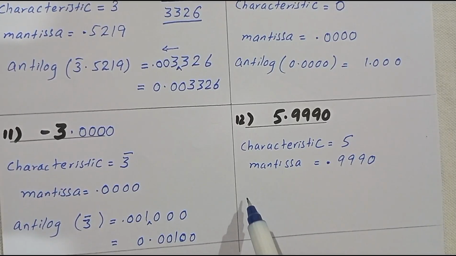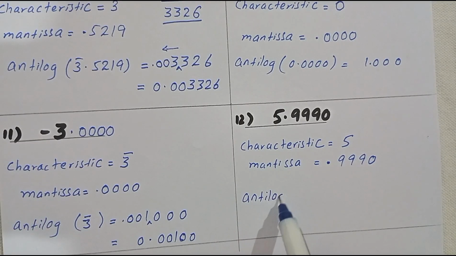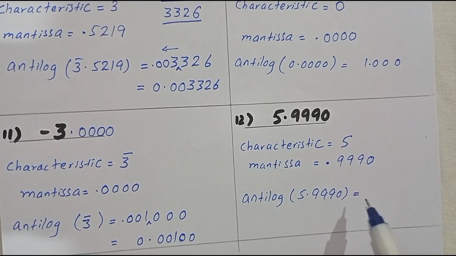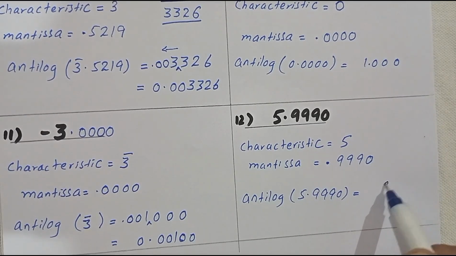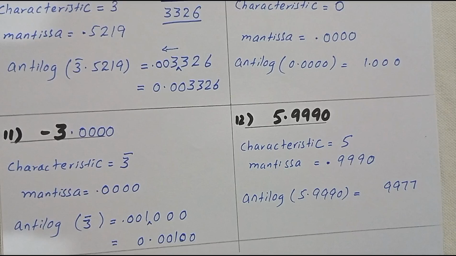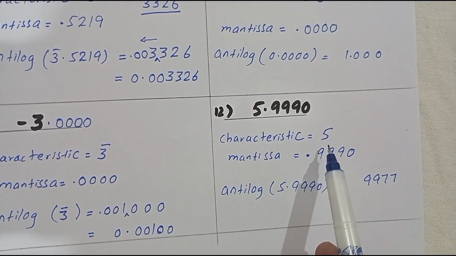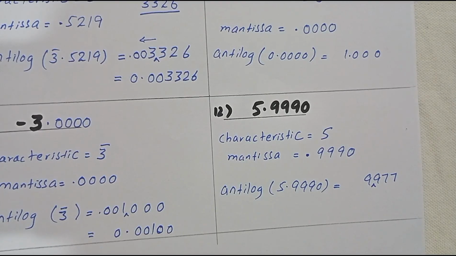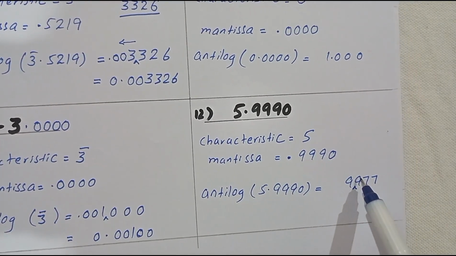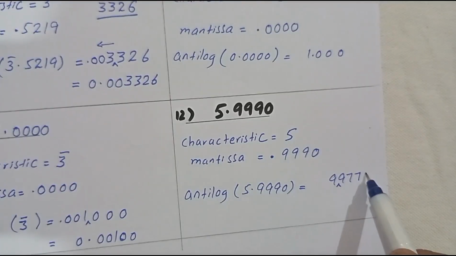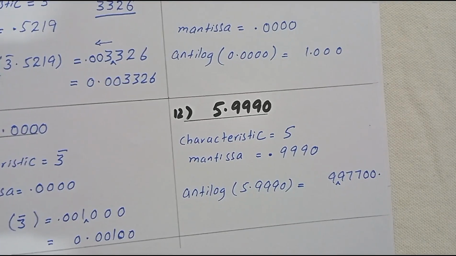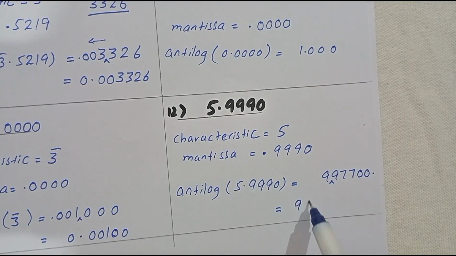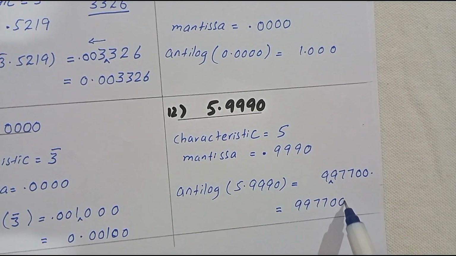So the antilog equals 9977, as characteristic is positive 5 and reference position is there. So counting 5 digits, we place the decimal to the right side. Counting 5 digits 1 2 3 4 5, and then place the decimal. So antilog value of 5.990 is 997700.